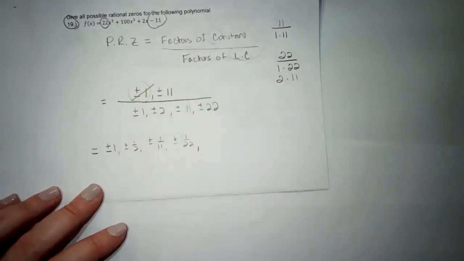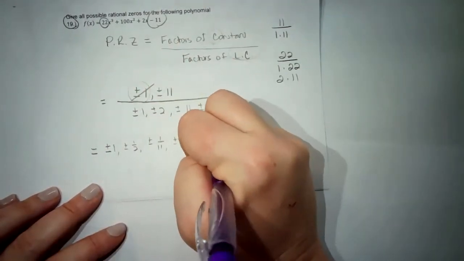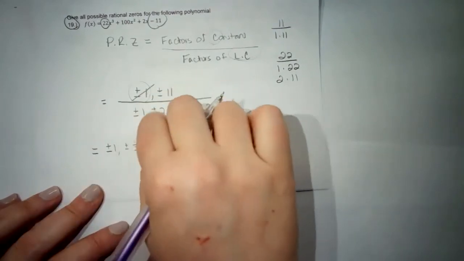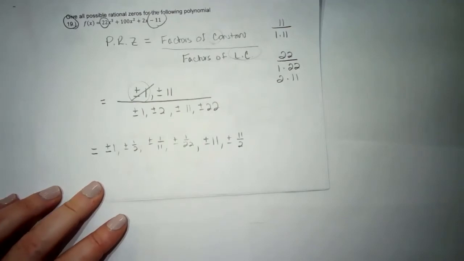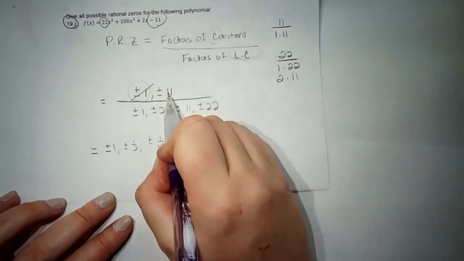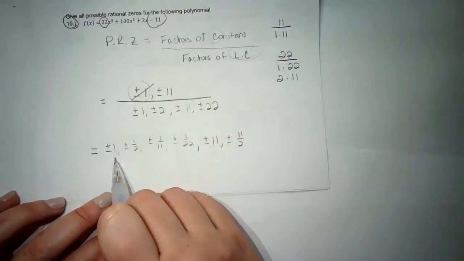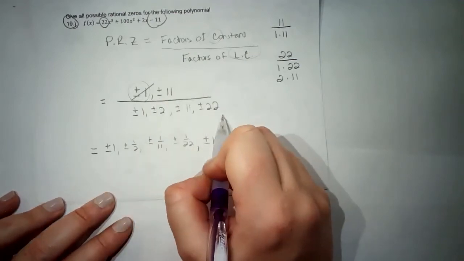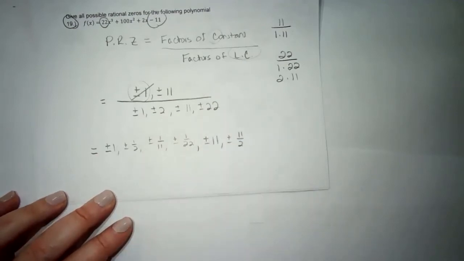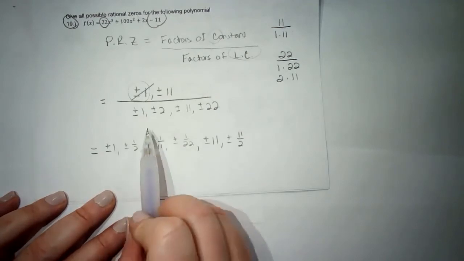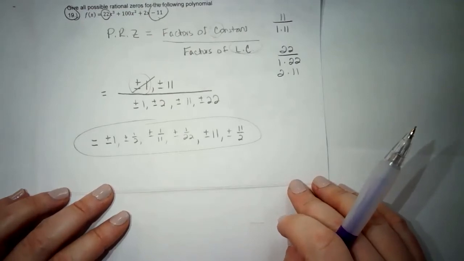Now we're going to do the same thing with the 11. So I'm going to do 11 divided by 1. That's 11. 11 divided by 2. Oh, plus or minus. Good, plus or minus. 11 divided by 11 is 1, and we already have that, so you don't have to repeat. 11 divided by 22 is what? 1/2, right? We already have that, so we don't need it. So those are our answers, and that's the one that you're going to look for.